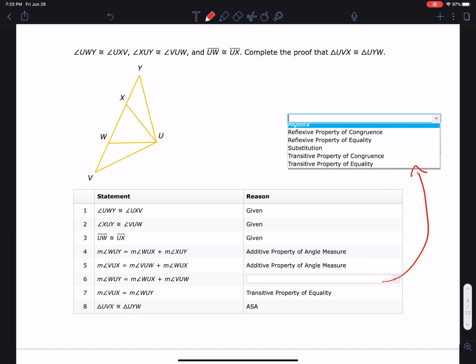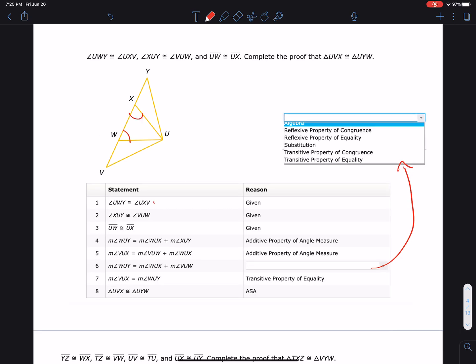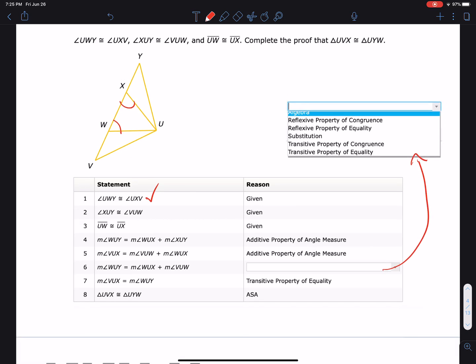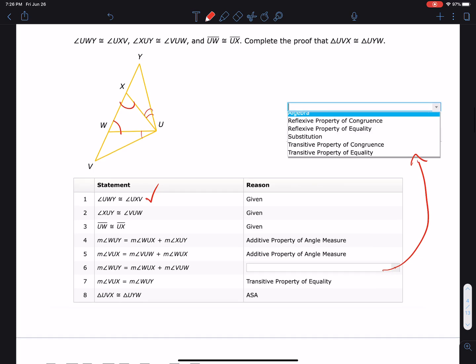Okay, UWY is congruent to UXW. Okay, given. I'm going to check it off once I mark it. XUY is congruent to XUW. XUY is congruent to VUW. Okay. UW is congruent to UX. This is just so much to mark up. This is why you want to be marking up your pictures.